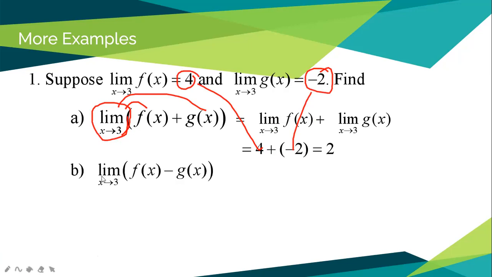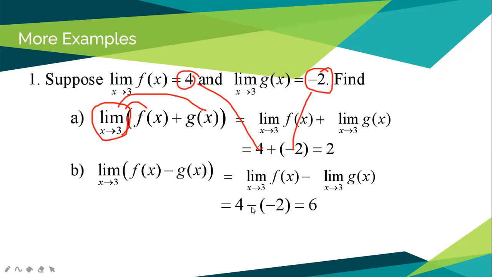Next one, the limit of f of x minus g of x as x approaches 3. So the answer is 4, and we are going to substitute. So we have 4 minus negative 2, which is equal to 6.